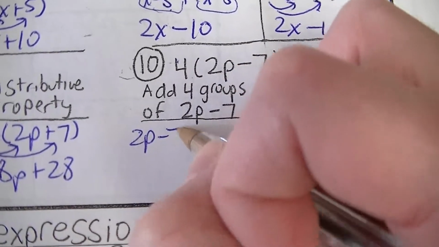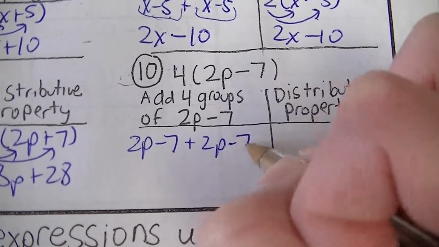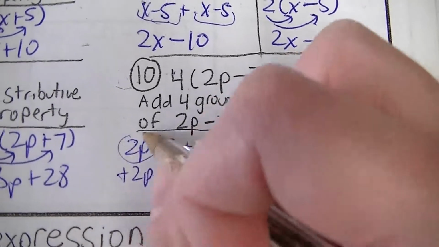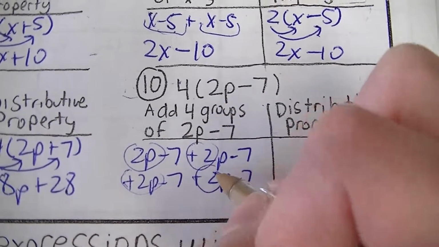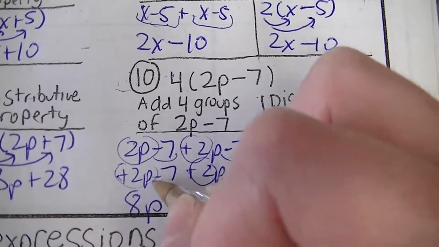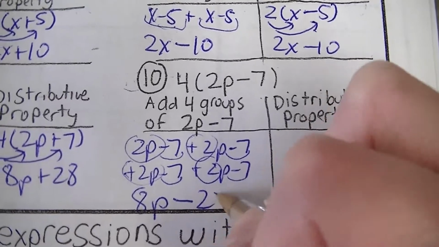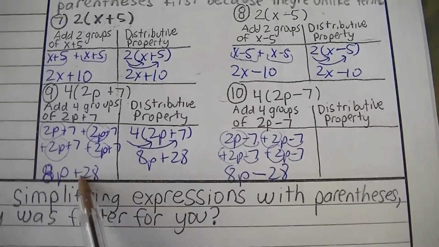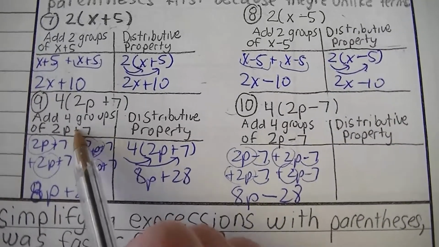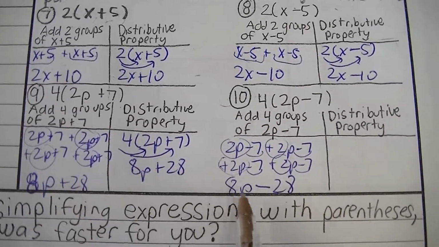So here's 2p minus 7, plus a 2p minus 7, plus a 2p minus 7, plus a 2p minus 7. 2p plus 2p plus 2p plus 2p is 8p. Negative 7 plus a negative 7 plus a negative 7 plus a negative 7 is a negative 28. Okay? Notice the difference between these. They're very similar problems, but look what happens with the minus and with the plus, okay? Make sure you know that.